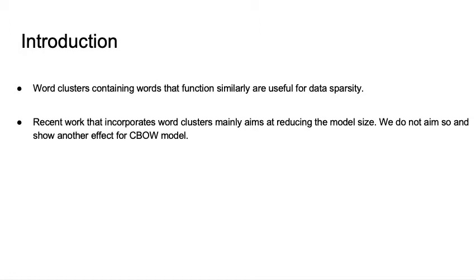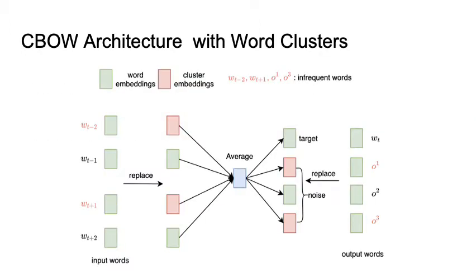learning word vectors. So here is the architecture of our method. In the standard CBOW model trained with negative sampling, we usually have two parts. The first is the input word part, where we average the input word embeddings in a given context window. And in the output words part, we randomly sample some noise words, and we have a target word. Then we can train with negative sampling.